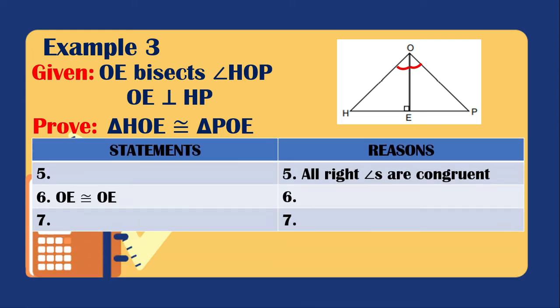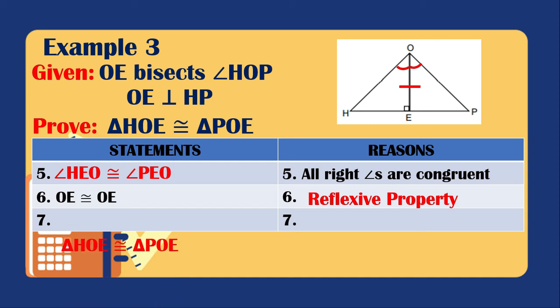For the fifth reason, we have all right angles are congruent. What are the two congruent angles? We have angle HEO and angle PEO because they are both right angles. For the sixth statement, we have OE is congruent to OE. For what reason? It is reflexive property. For the seventh statement, which is the last statement, we will use triangle HOE is congruent to triangle POE, which is our proof.